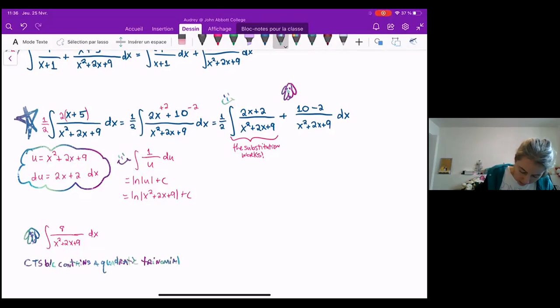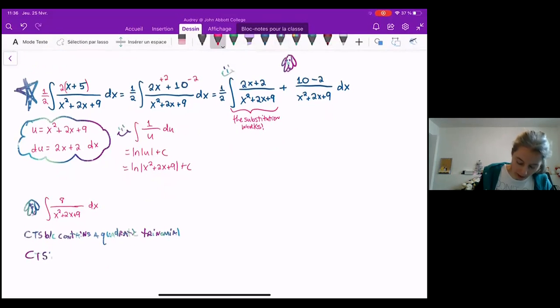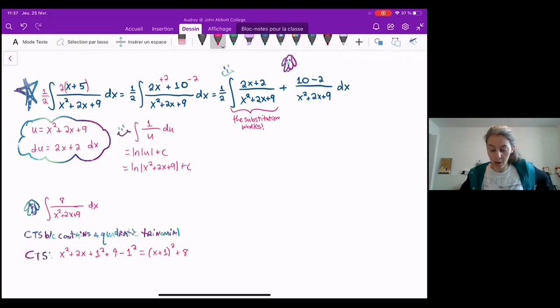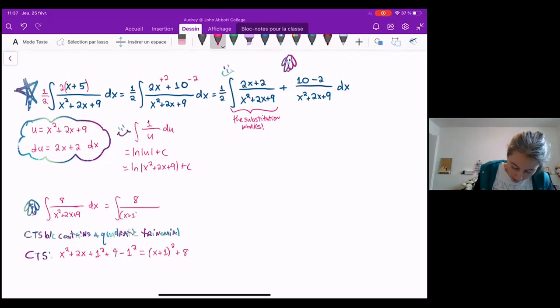So it contains a quadratic trinomial, which tells me that completing the square is a good plan. So we're going to complete the square here. I have x squared plus 2x, and then I'm going to have plus 1 squared plus 9 minus 1 squared. And this gives me x plus 1 squared plus 8. So when I rewrite this integral now, I have 8 over x plus 1 squared plus 8 dx.